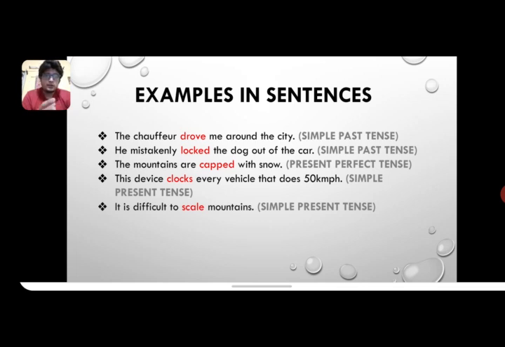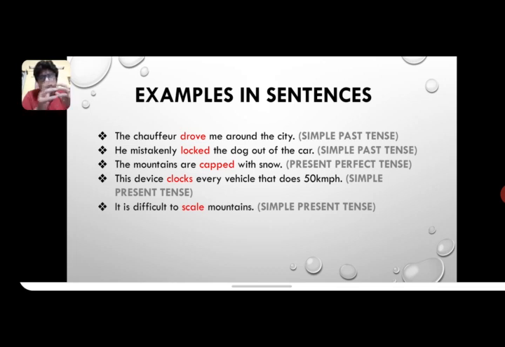He mistakenly locked the dog out of the car. The mountains are capped with snow. This device clocks every vehicle that travels at 50 kilometers per hour. It is difficult to scale mountains. Now, children, we are not really bothered about what tense we are writing the sentence in. Here, we are going to put our entire focus on the verbs that we are using. If I talk about the last three verbs in the last three sentences, I see capped, I see clocks, and I see scale.